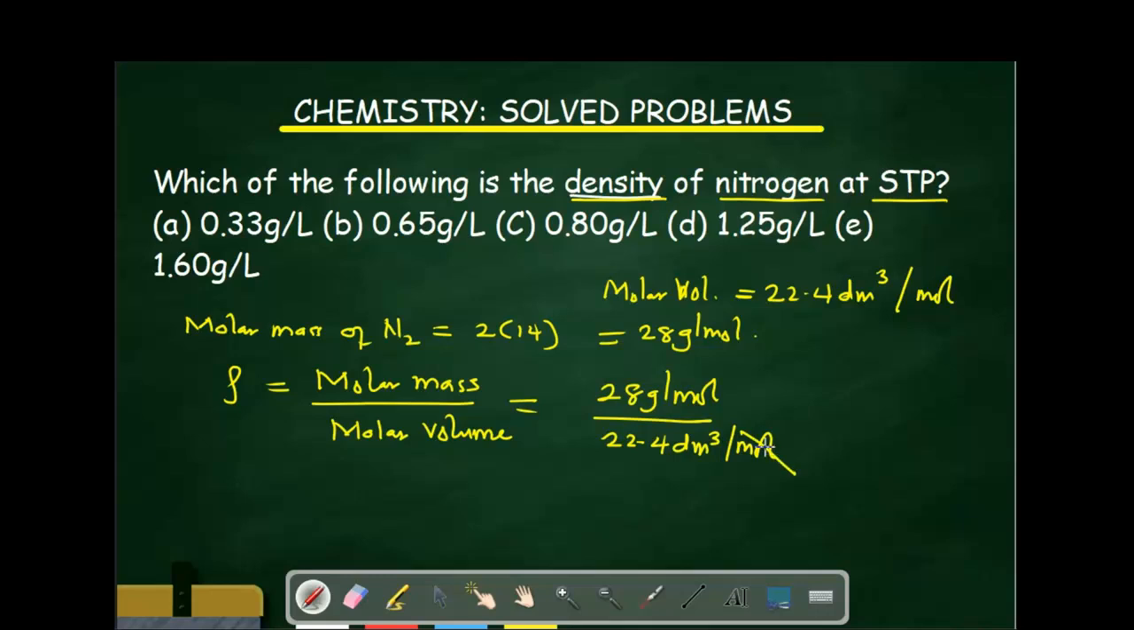From here, you can see the mole will eliminate. If you divide 28 by 22.4, you should get 1.25 grams per dm cube. And we say dm cube is the same thing as liter. So we can say 1.25 grams per liter. In this case, the correct option is option D. That is as easy as that. So see you in the next question.